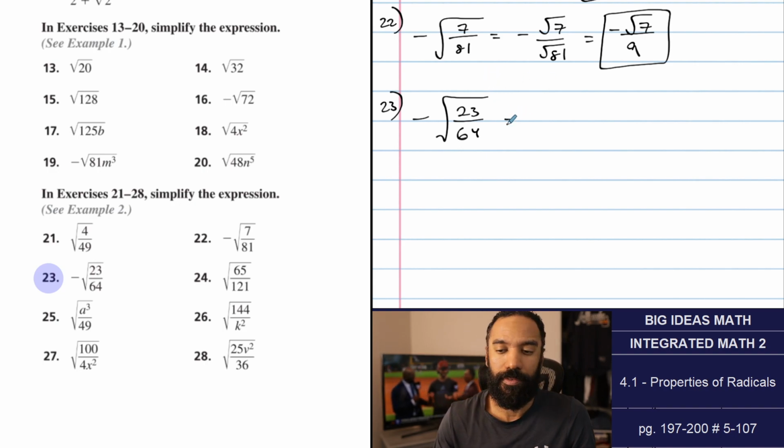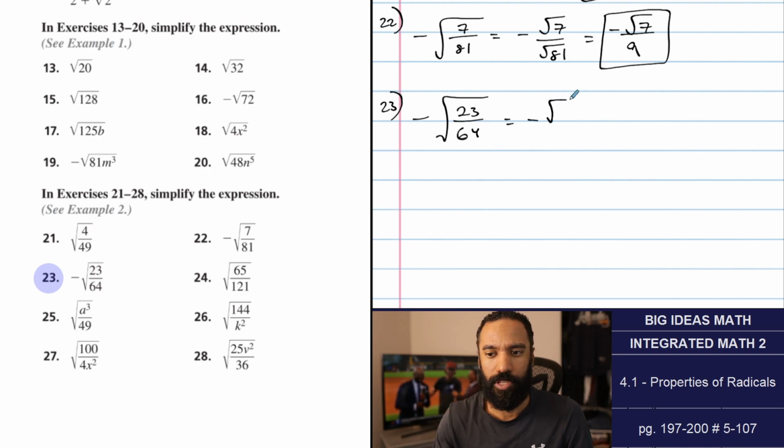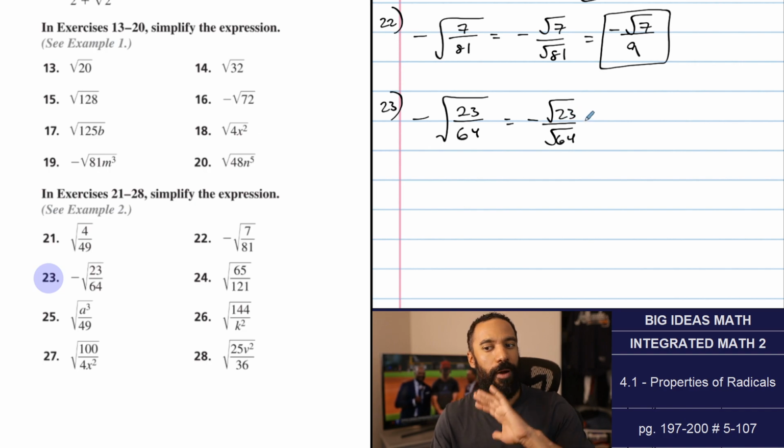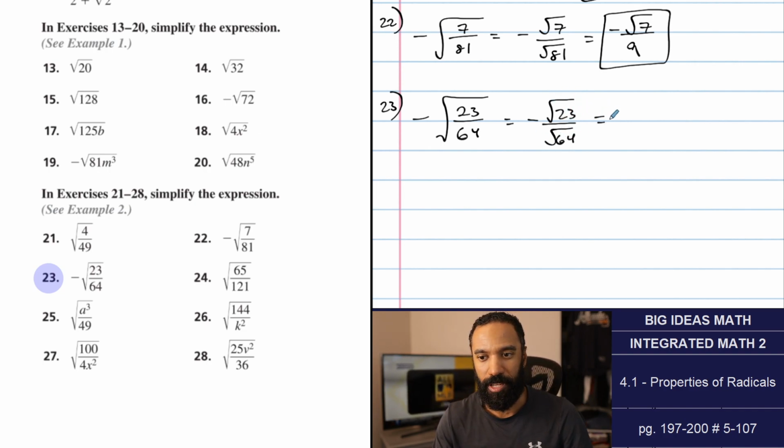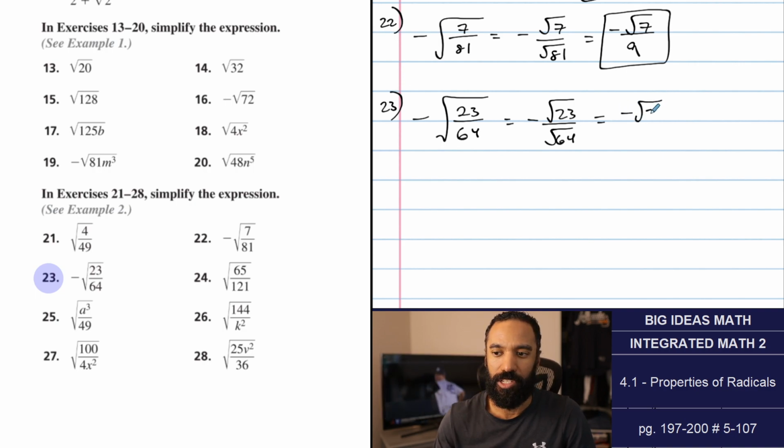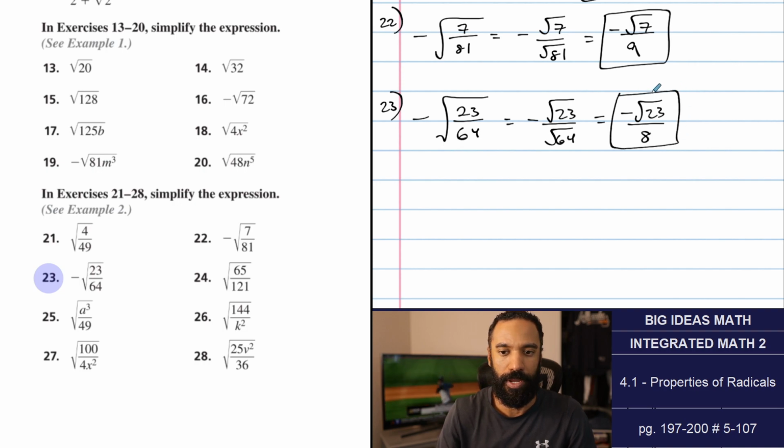Negative square root of 23 over 64. Once again, we're taking the square root of top and bottom, and I think after this set of problems, I'll probably stop writing the in-between step of splitting it, and you'll just understand that they're being split. 23 is a prime number, cannot simplify any further at all. Square root of 64 is 8, and we're left with negative root 23 over 8.